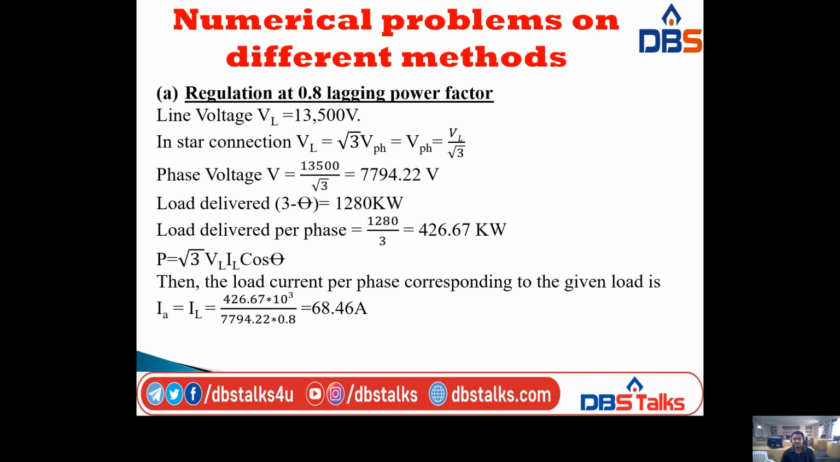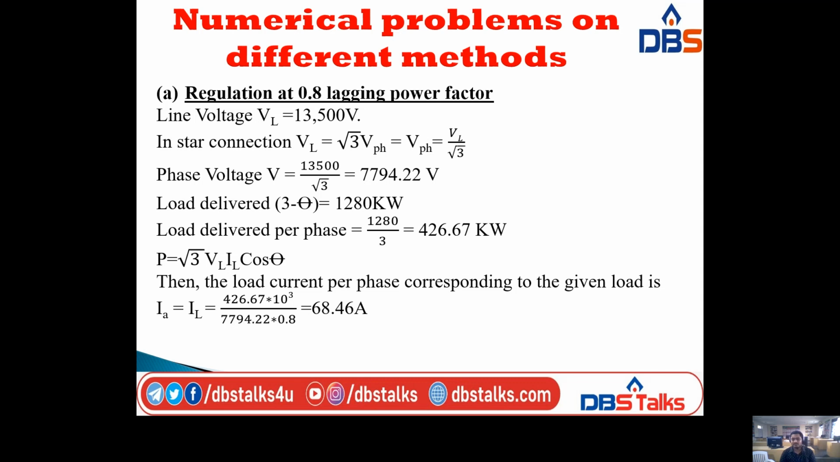So the phase voltage V phase is equal to the line voltage, 13,500 volts, divided by root 3. By solving this, we get a value of 7,794.22 volts. They also gave the load delivered for the three-phase load, 1280 kilowatts. At this load, we have to calculate the voltage regulations at different power factors.